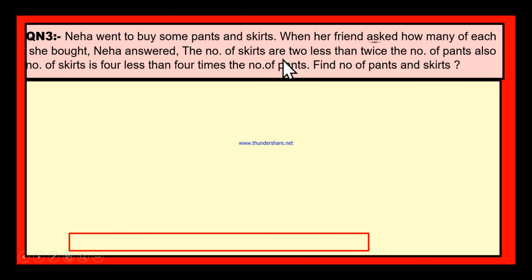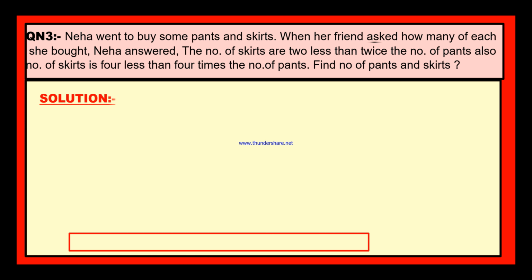Now, in order to find these two values, number of pants and skirts, we are given two conditions. Based on the two conditions, we have to frame two linear equations. That is, a pair of linear equations we have to form, and after forming the linear equations, we have to solve them to find the number of pants and skirts. Therefore, let us look at the solution now.